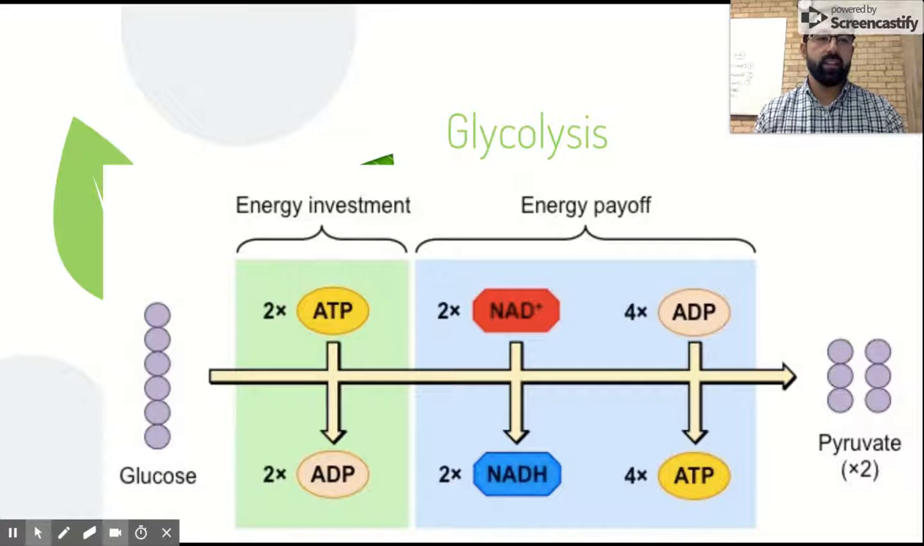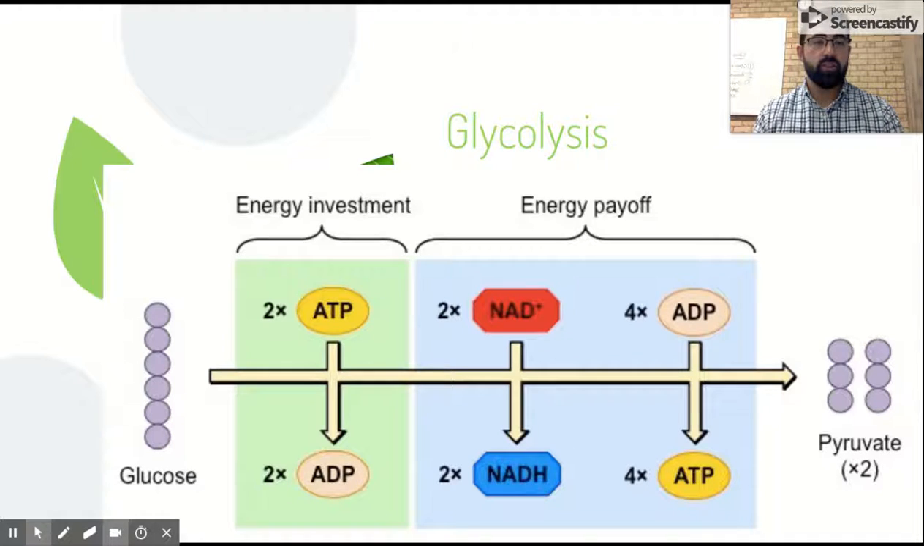Glycolysis again happens in the cytoplasm of the cell, and in it, glucose, a 6-carbon sugar, is broken down into three-carbon molecules called pyruvate. It takes 2 ATP to begin this process, to invest 2 ATP, and then you get out 4 ATP for a net gain of 2 ATP. It also re-energizes NAD plus to NADH, which is used in the electron transport chain, so we'll see that one later. Again, this is the overall structure of glycolysis.